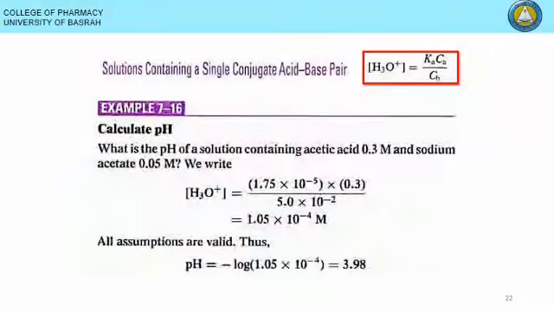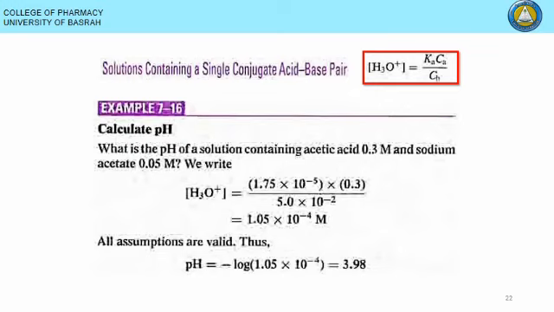Another scenario here is when you have a single conjugate acid-base pair. What do we mean by single conjugate acid-base pair? In this one, for example, if we take acetic acid, it is the acid. What is its conjugate base? It's the acetate ion. From where can we get the acetate ion? For example, from sodium acetate.